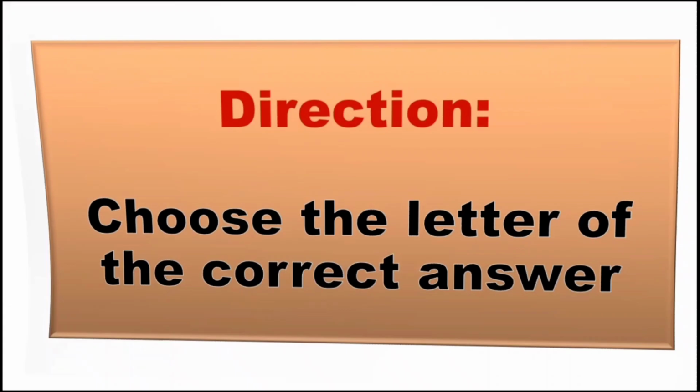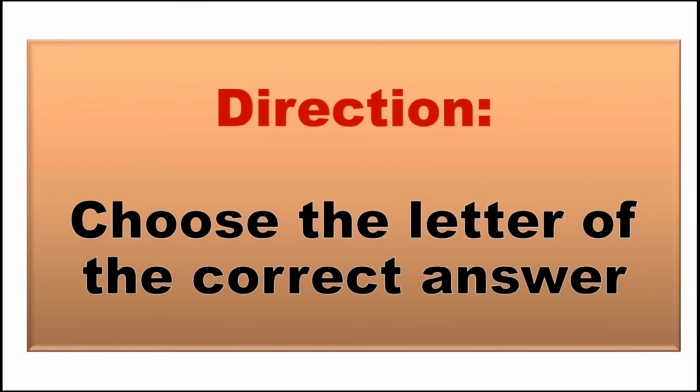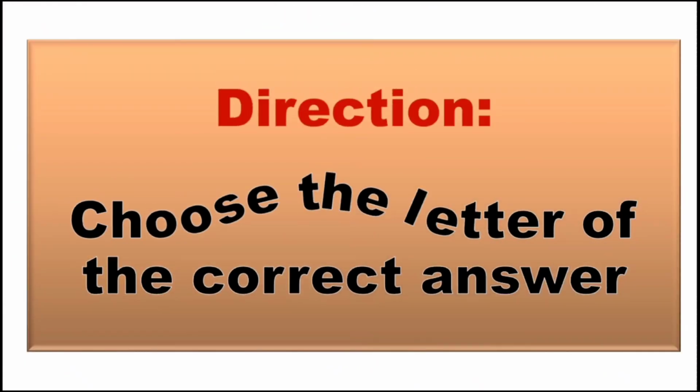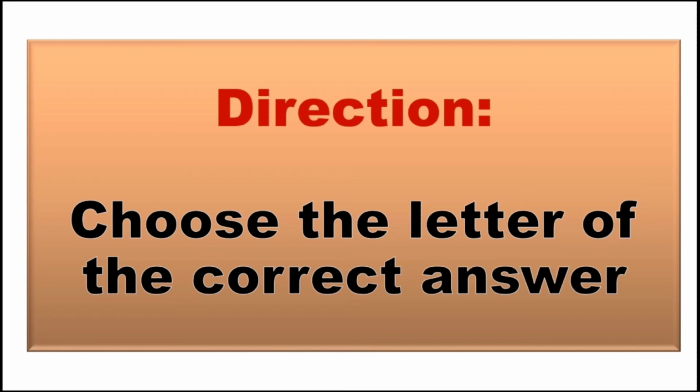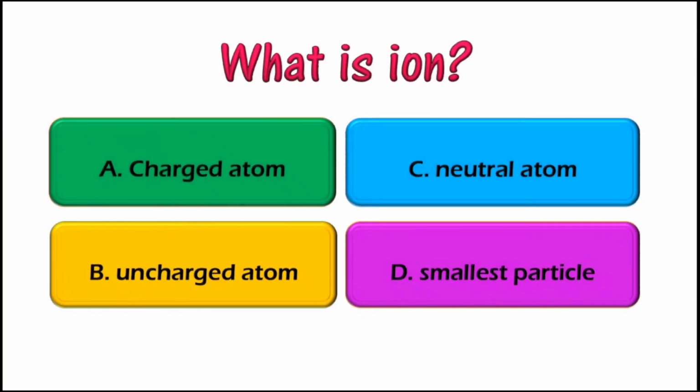So now, let's check your understanding of the lesson. Are you ready? Let's start! Choose the letter of the correct answer. You will be given 15 seconds for each question. For number 1, what is ion? A. A charged atom. B. Uncharged atom. C. Neutral atom. D. Smallest particle.